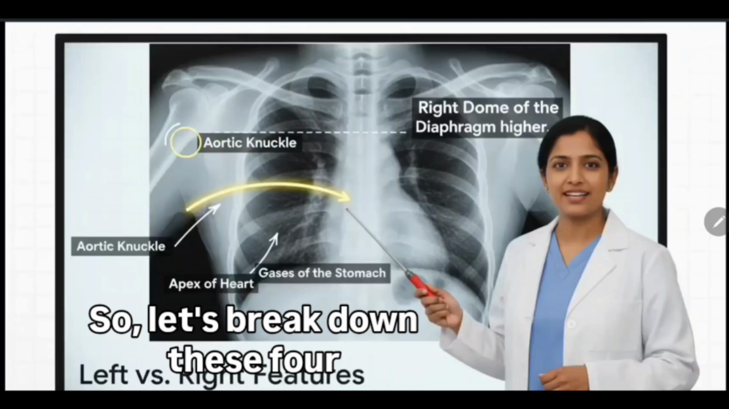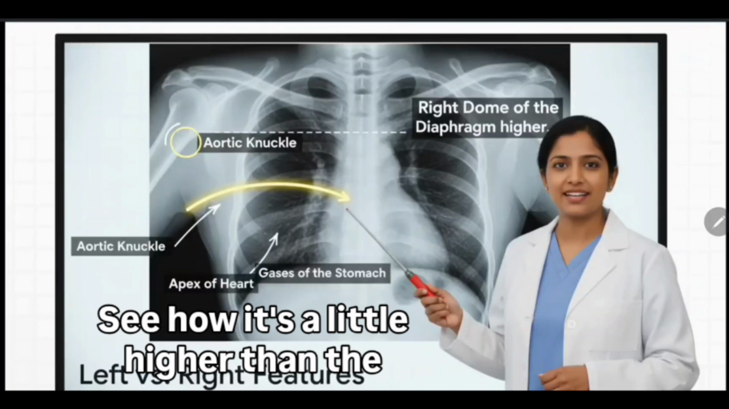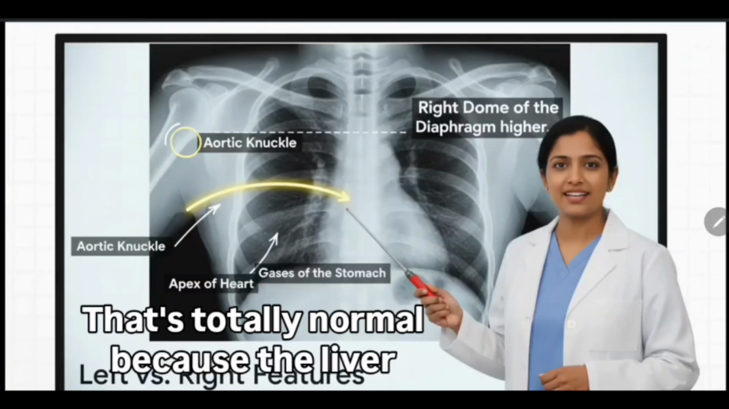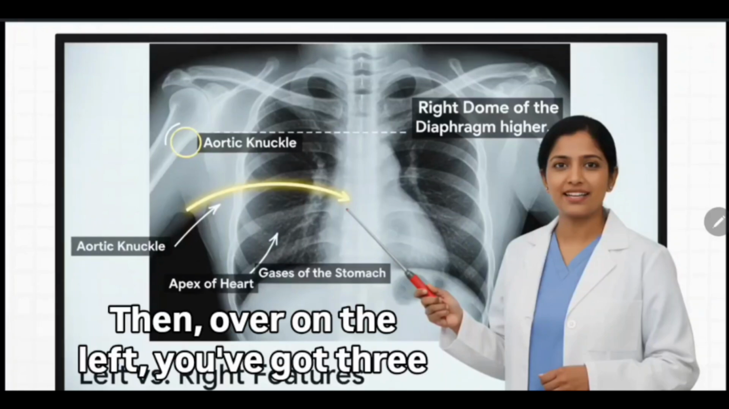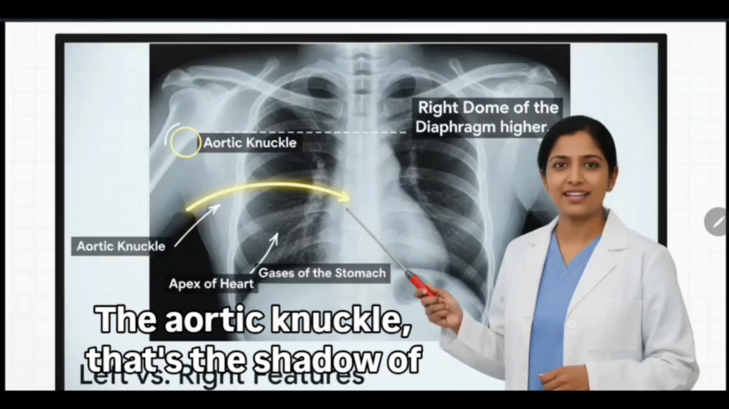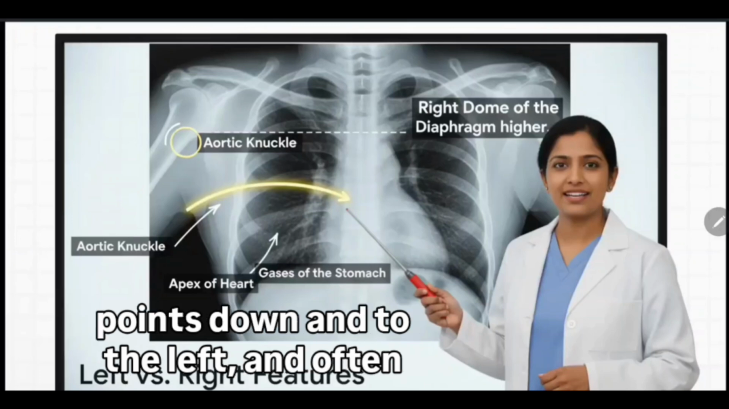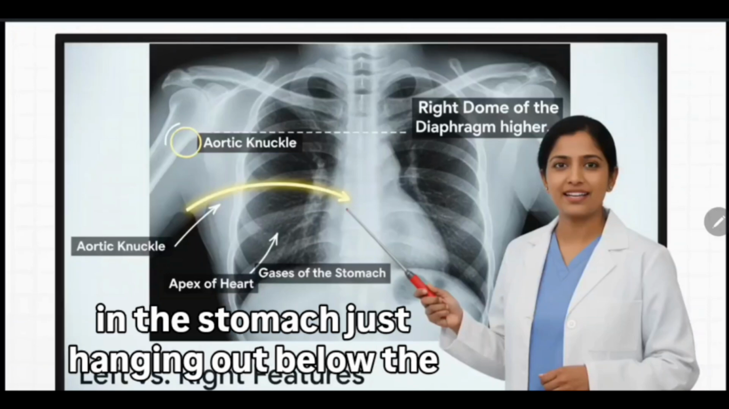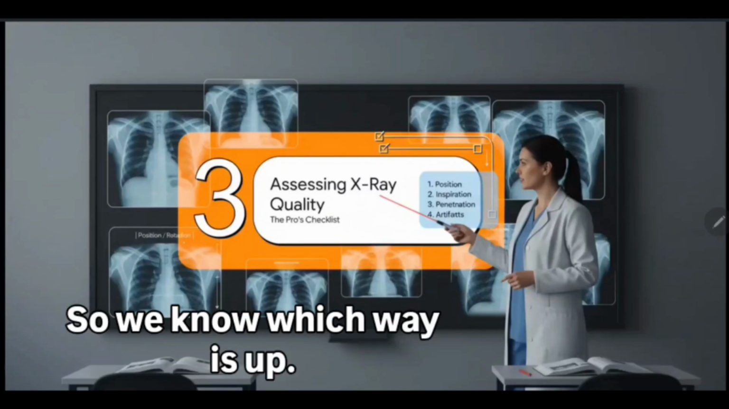So, let's break down these 4 giveaways. First off, look at the right diaphragm. See how it's a little higher than the left? That's totally normal because the liver is sitting right underneath it, pushing it up. Then over on the left, you've got 3 dead giveaways. The aortic knuckle, that's the shadow of the aorta arching over. You have the apex of the heart, which points down and to the left, and often you'll see this little gas bubble in the stomach, just hanging out below the diaphragm. Awesome. So we know which way is up.